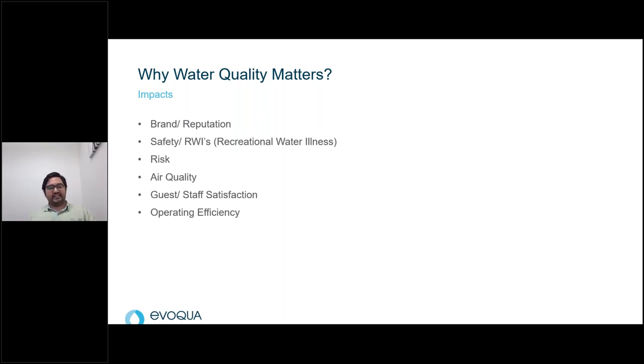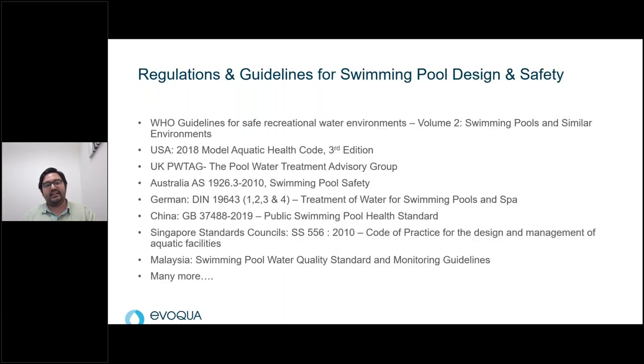This slide shows the importance of some of the standards for swimming pool design and safety that are available globally. The most common one is the WHO guideline for safe recreational water environments. It's easily accessible on their website. Next is the US Model Aquatic Health Code and the UK's Pool Water Treatment Advisory Group. Australia has its own standard. Germany has one of the strictest codes that we've seen.